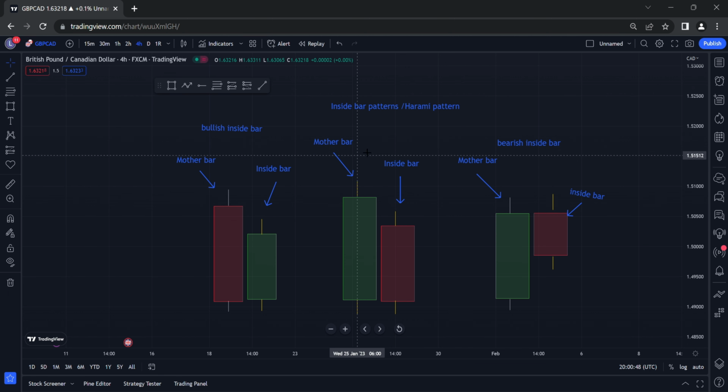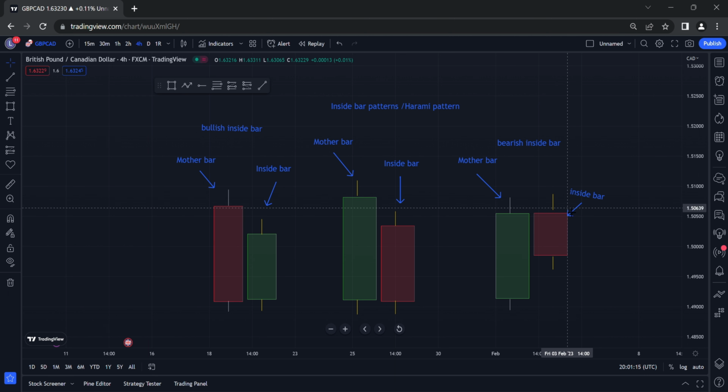And for this one, let me go to the bearish inside bar. This one is the same as the other one. This is the mother bar. It opened here, then it moved up, closed here, and then this one opened here, and then failed to engulf this first candle, making it an inside bar.